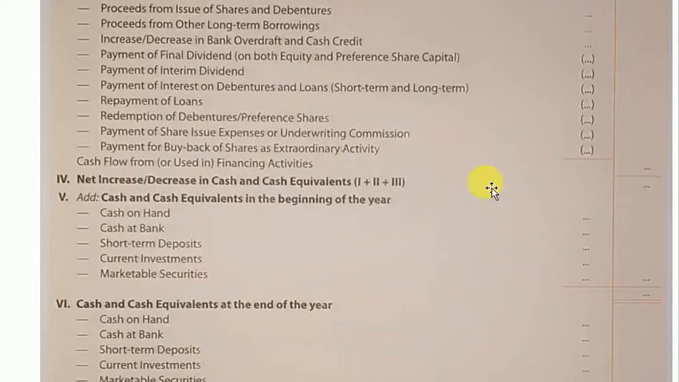Now, what is this increase and decrease? Increase means the amount coming here finally, the total, is a positive figure. That is the meaning of the word increase. And if this amount is a negative figure, it is in minus, you will use the word decrease. So one of the two. Both cannot come. Either it will be net increase or it will be net decrease in cash and cash equivalents from the sum of three activities. I hope this is clear.